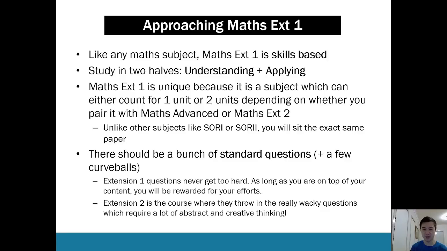Whereas Extension 2, from personal experience, is the course where they throw in the really wacky questions, which require a lot of abstract and creative thinking. So in Extension 1, usually if you put in the time and effort, you will be rewarded.